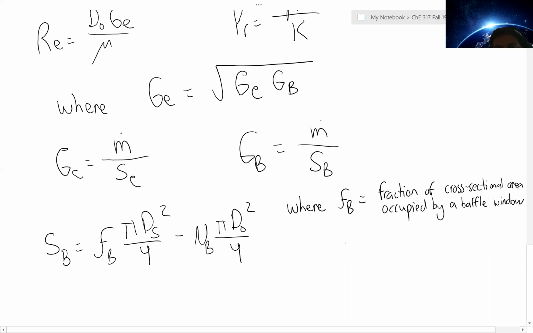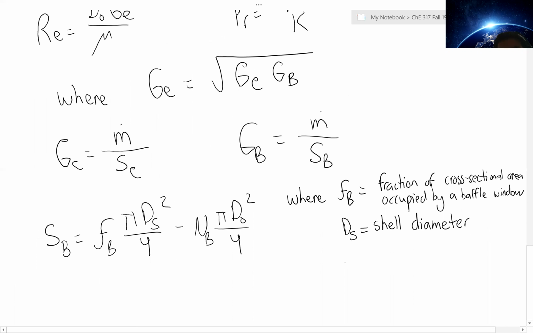D sub S is the shell diameter. N sub B is the number of tubes in the baffle window.